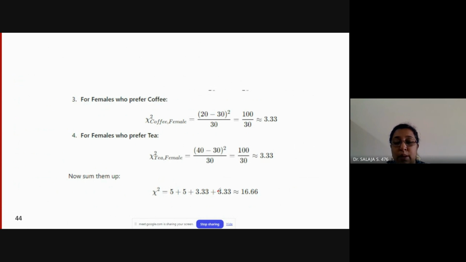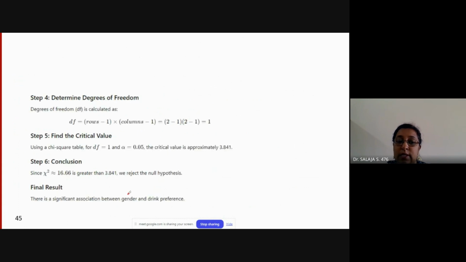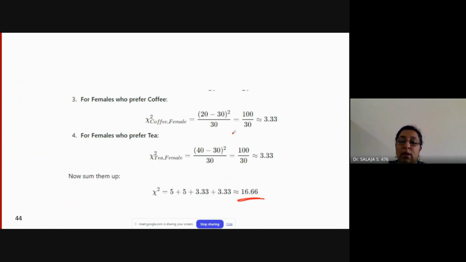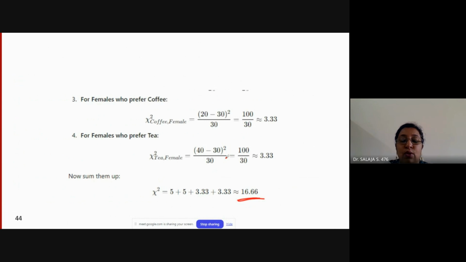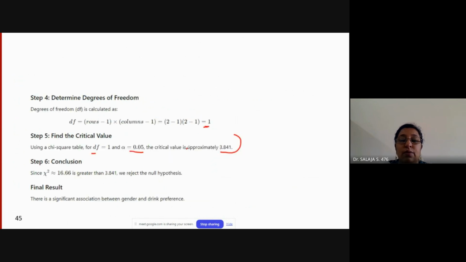So now to sum up, the chi-square value is something around 16.66. You talk about the degrees of freedom, it is the total number of rows minus 1 into columns minus 1. Again the degree of freedom is 1. Now with degree of freedom 1, and depending on the alpha value, the critical value applied is something around 3.84, which will be obtained from a particular table.